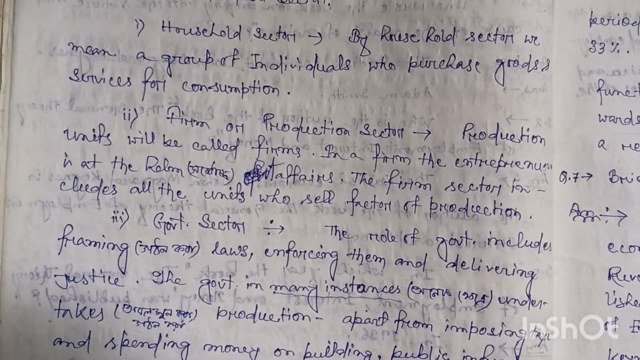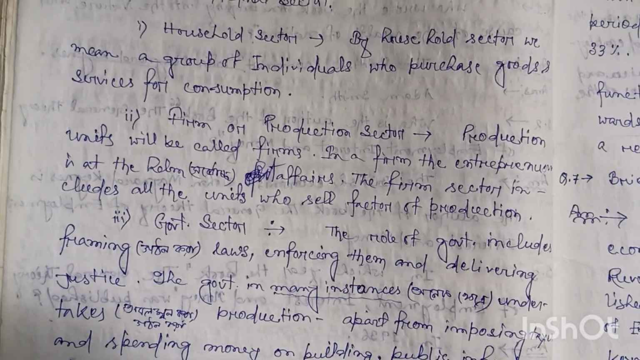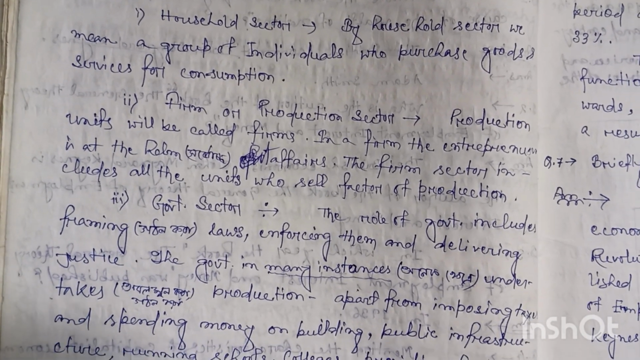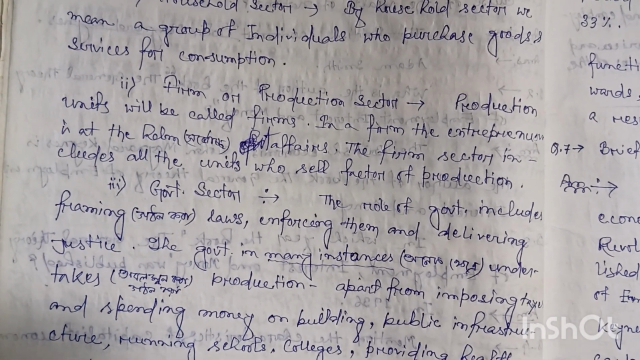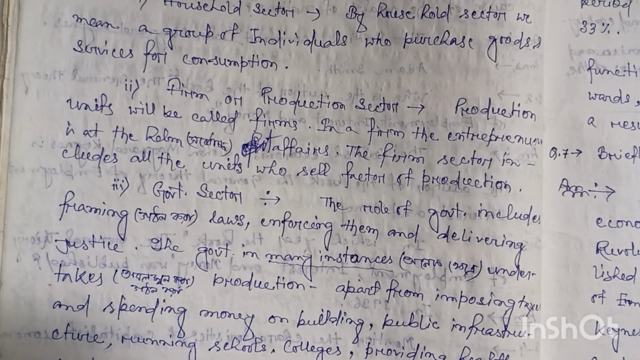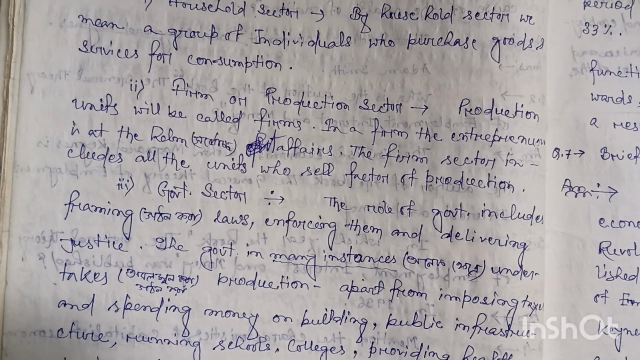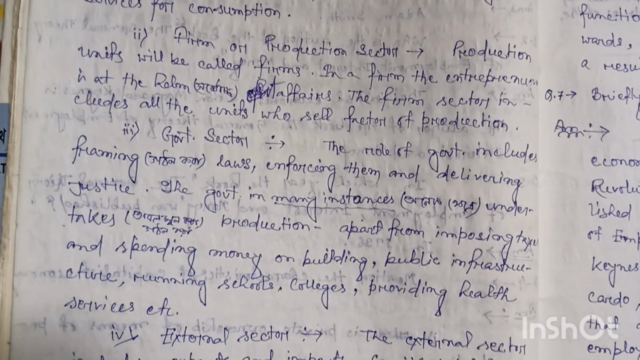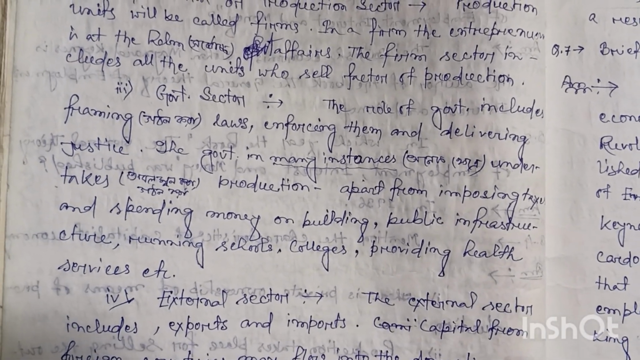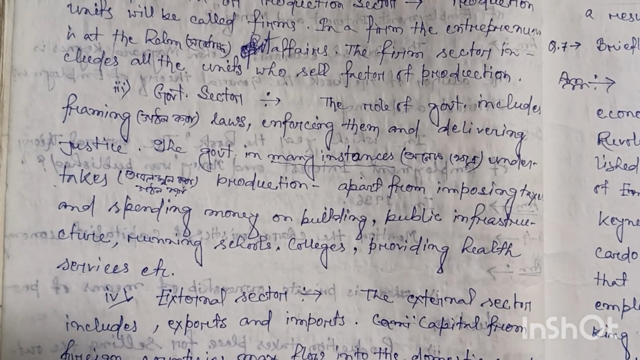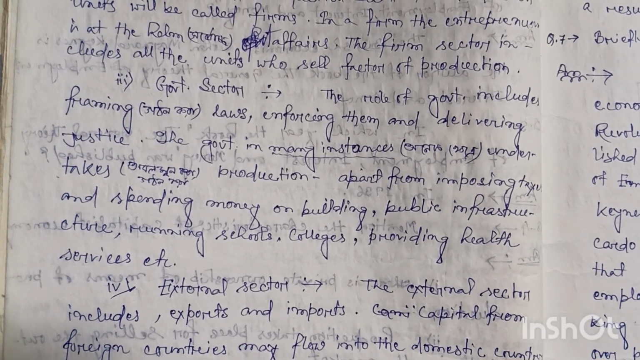Number 2, farm or production sector. Production units will be called farms. In a farm, the entrepreneur is at the helm of affairs. The farm sector includes all the units who sell factors of production. Number 3. Government sector. The role of government includes framing laws, enforcing them and delivering justice.